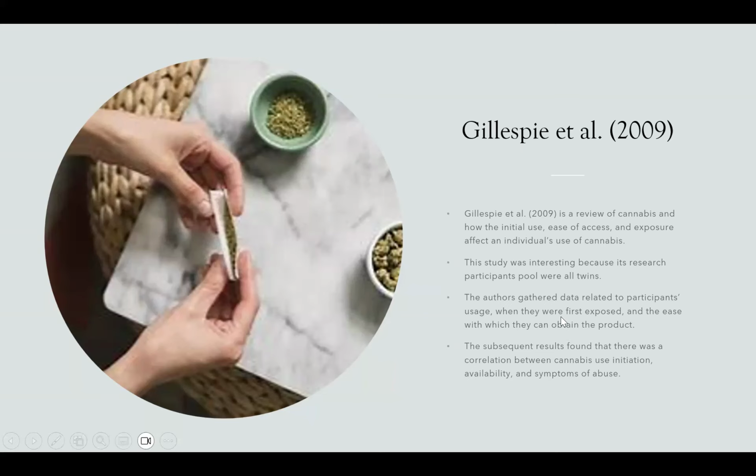The results from this found that there was a correlation between cannabis use initiation, availability, and symptoms of use, meaning that the earlier the time of initiation and the greater the availability, the greater the presence of symptoms of abuse.